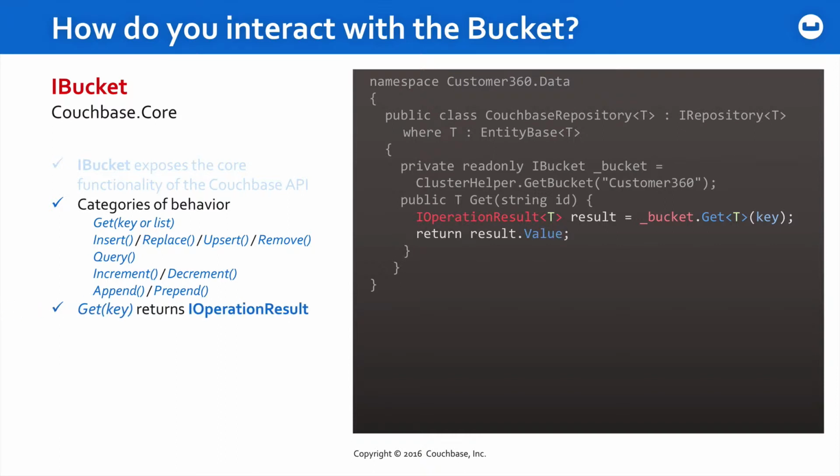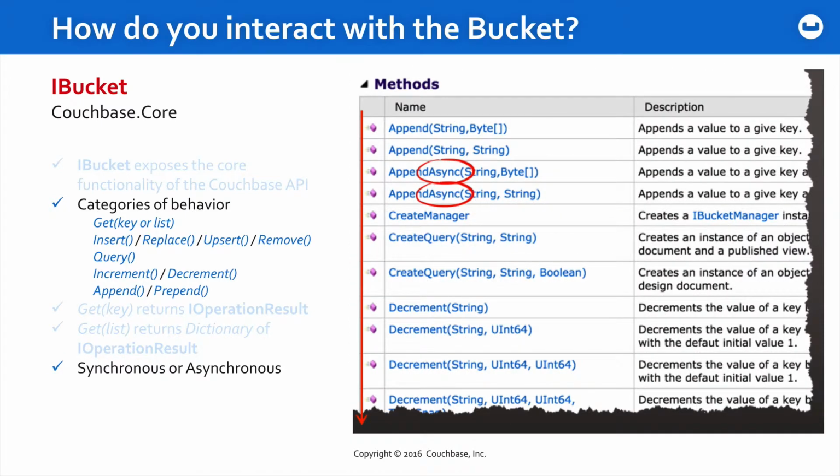So when you get a document, the result is going to be wrapped in this IOperationResult type, unless of course you get a list of documents back via get, in which case it'll be a dictionary of those results. Now, another thing to bear in mind is that all of these bucket operations come in both synchronous and asynchronous versions. In this short course, we're going to be introducing the behavior via the synchronous version of these methods. But bear in mind, you can have an asynchronous framework for all of this and work with it all via callbacks.